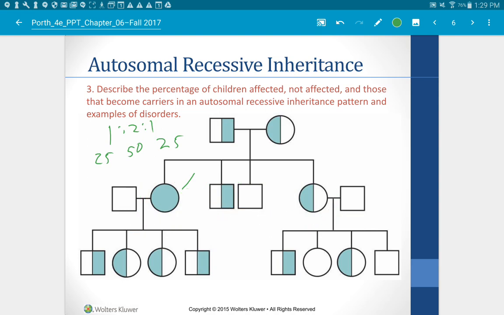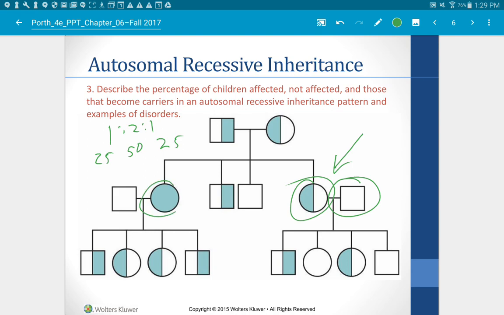Now notice, however, it is impossible for a carrier, or even an affected individual, to have offspring that have the disease unless the partner of that individual also carries an allele. Does that make sense? So like over on the right, this carrier, if we did the Punnett square, half of the offspring are heterozygous, half are completely unaffected.